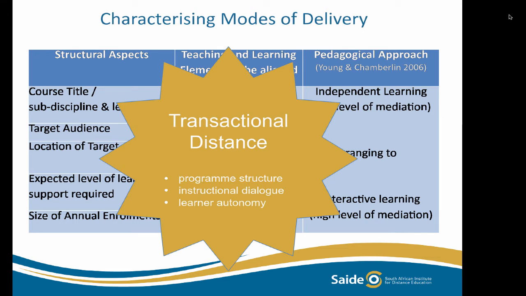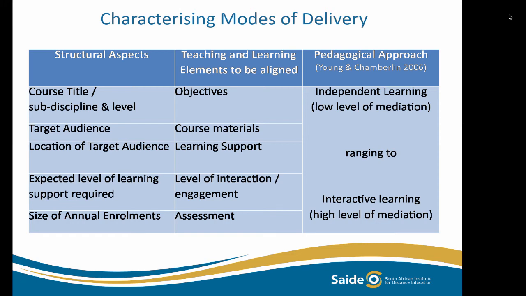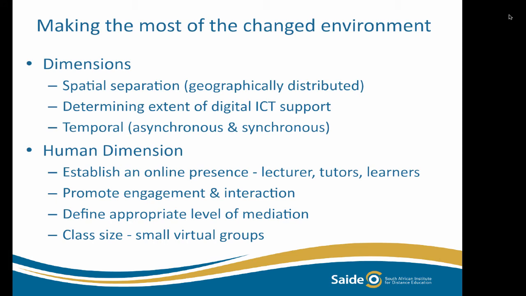So thinking about that, we start to move into this area of transactional distance in teaching and learning, which is, I think, typically determined by those three interrelated sets of variables: our instructional dialogue, our program structure, and our learner autonomy. So how can we make the most of this changed environment for our learners?